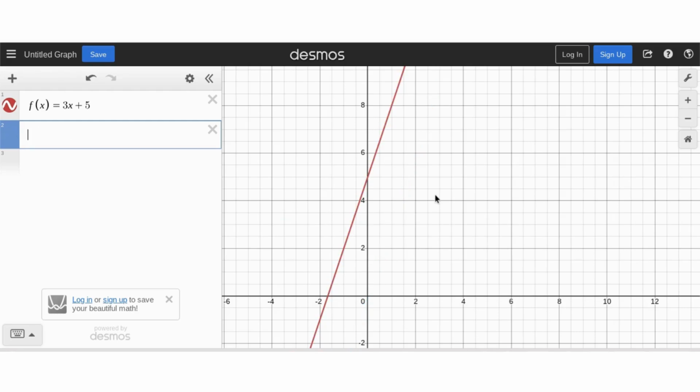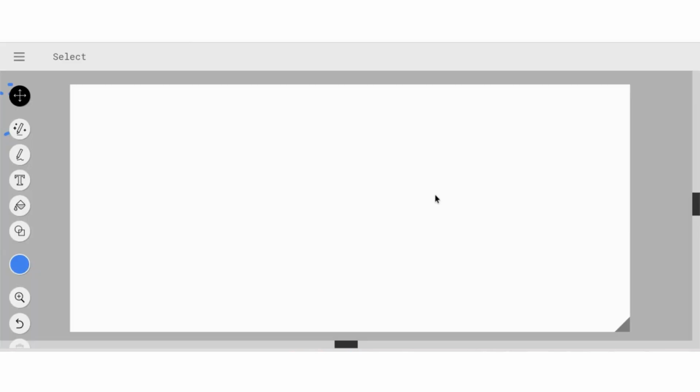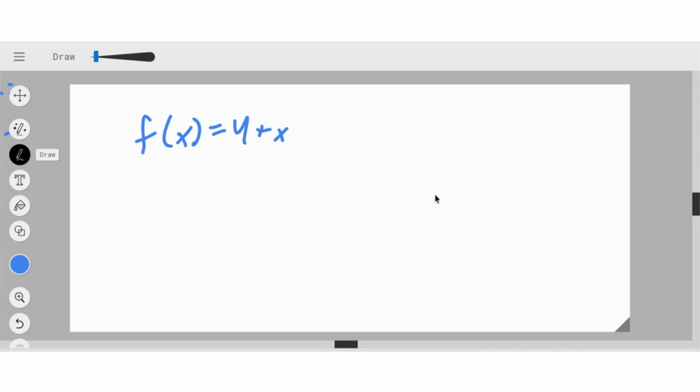Then there's also stuff like composite functions. So they might give you two functions, like f of x equals 4 plus x, and then maybe the other function won't be labeled f, because this is a separate function, but they'll label it g of x. This is still a function, it's just a different variable, just like how x and a are different variables, or x or y are different variables. So g of x equals 3x plus 2.